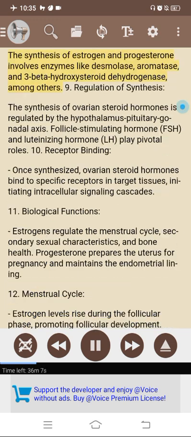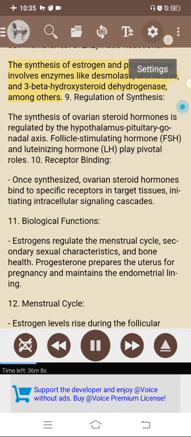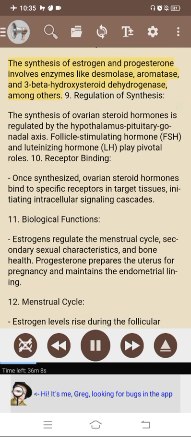8. Enzymatic reactions. The synthesis of estrogen and progesterone involves enzymes like desmolase, aromatase, and 3-beta-hydroxysteroid dehydrogenase, among others. 9. Regulation of synthesis. The synthesis of ovarian steroid hormones is regulated by the hypothalamus-pituitary-gonadal axis. Follicle-stimulating hormone (FSH) and luteinizing hormone (LH) play pivotal roles.